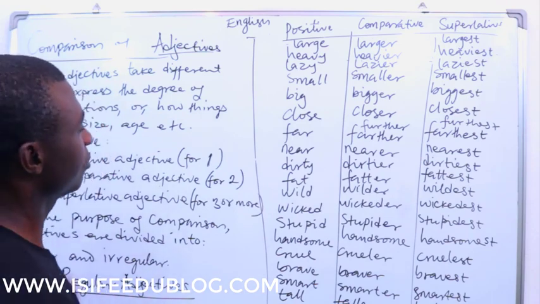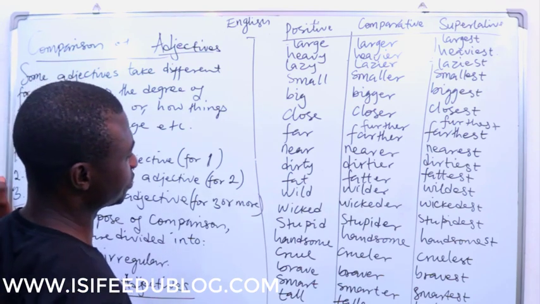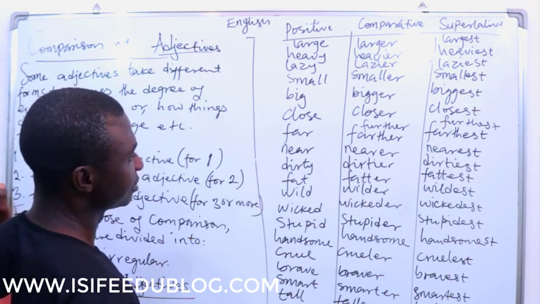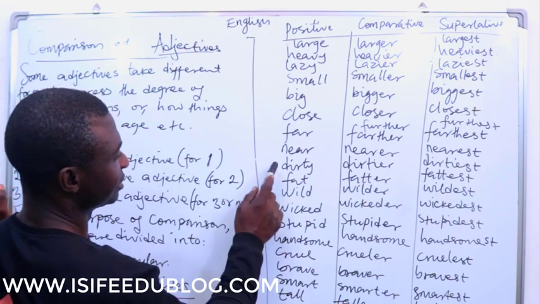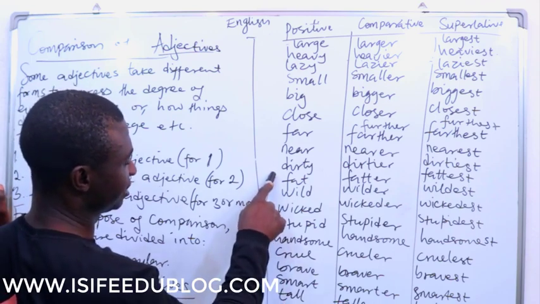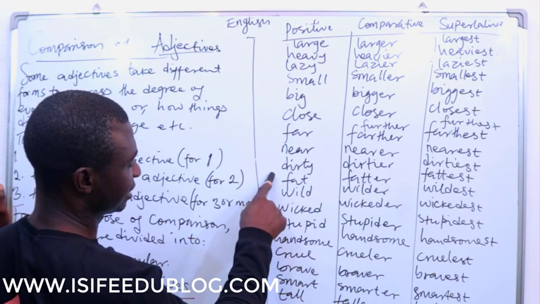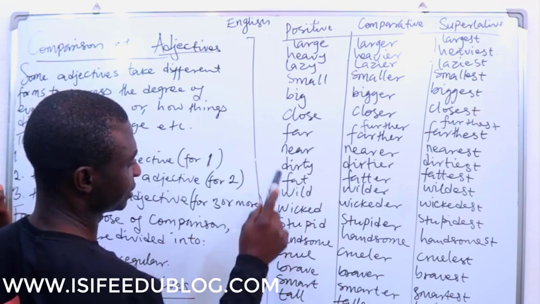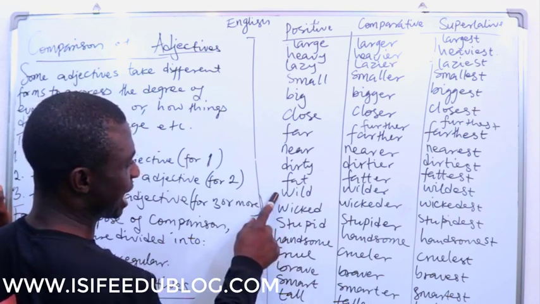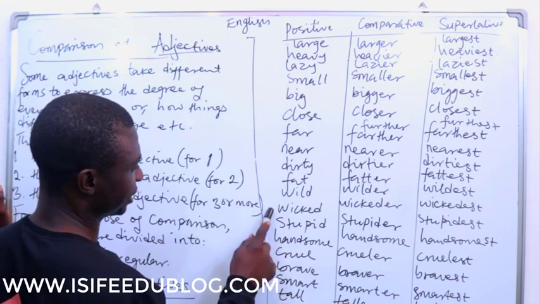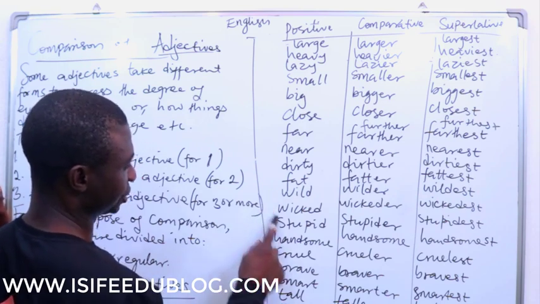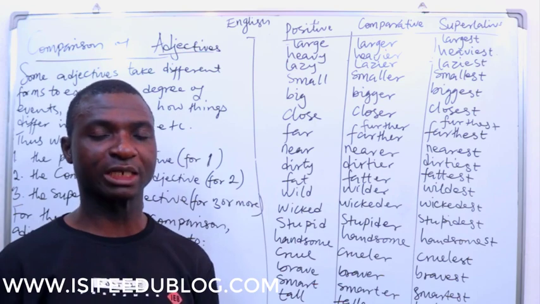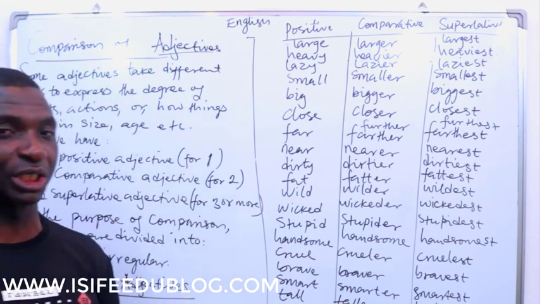Okay. So, near, nearer, nearest. Dirty, dirtier, dirtiest. Fat, fatter, fattest. Wild, wilder, wildest. Wicked, wickeder, wickedest. Now you might be surprised to hear me say wicked, wickeder, wickedest is correct, but you could also use more wicked and most wicked.